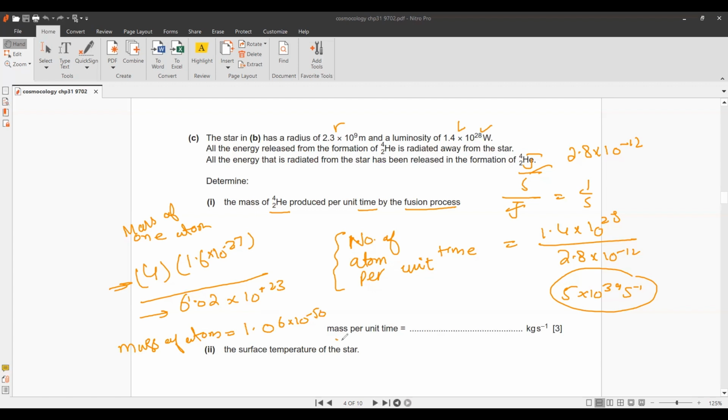Now to find out mass per unit time, we'll multiply this with this. So that would be 1.06 into 10 raised to minus 50 times 5 into 10 raised to power 39. We'll get 5.3 times 10 power minus 11.